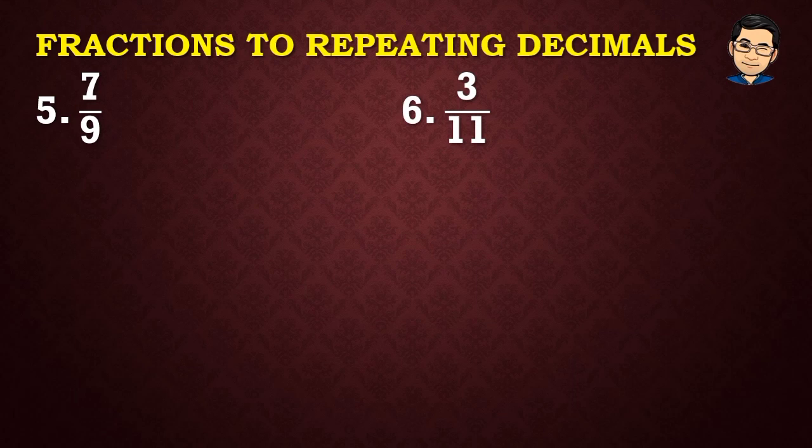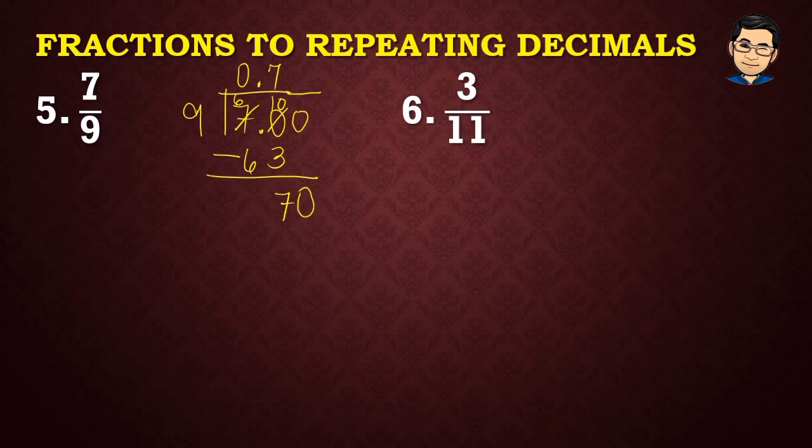So 7 over 9. So 7 divided by 9. So 7 divided by 9 cannot be. So we need to add decimal point and then 0. So 70 divided by 9, that is 7. 7 times 9, that is 63. And then we subtract 0 minus 3 cannot be. So we borrow 1 from 7, magiging 6, and then itong 0 magiging 10. 10 minus 3, that is 7. And then 6 minus 6 is 0. And then we add another 0.